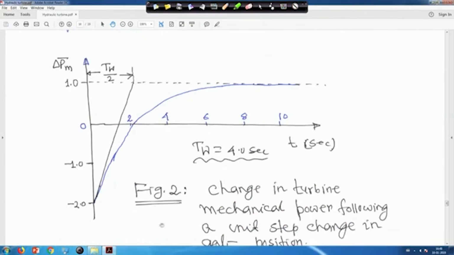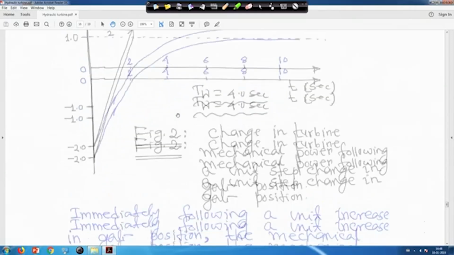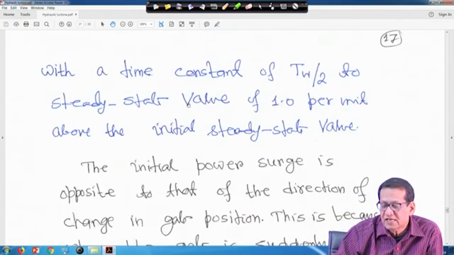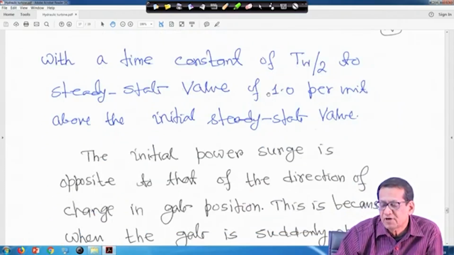That means if you draw a tangent like this, it will come here. T w is 4, so T w by 2 is equal to 2, approximately as I have made it here, that is your 2. With this time constant it goes to the steady state value of 1.0 per unit above the initial steady state value.